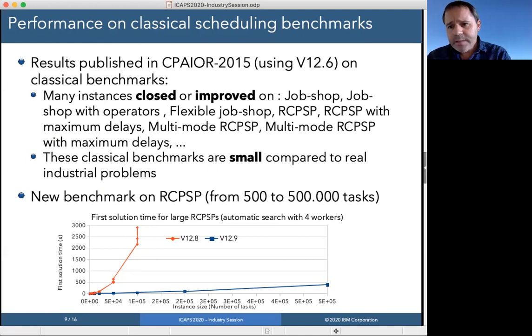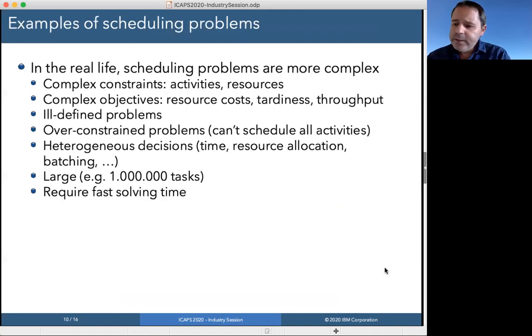So most of the existing approaches developed for small problems won't scale to this size, whereas CP Optimizer can, and for this type of simple scheduling problem, it can produce solutions in almost linear time with respect to the problem size. But in the real world, scheduling problems are often much more complex than academic ones.